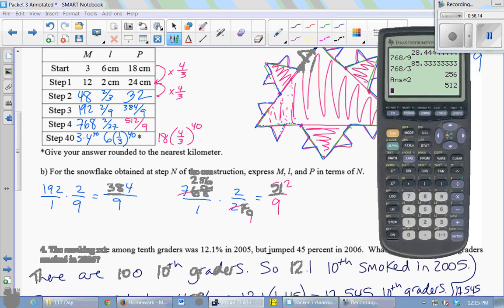Which one? 384 over 9? Does it reduce? I don't know. Yeah, you could reduce that to 128 over 3. You didn't reduce, okay.